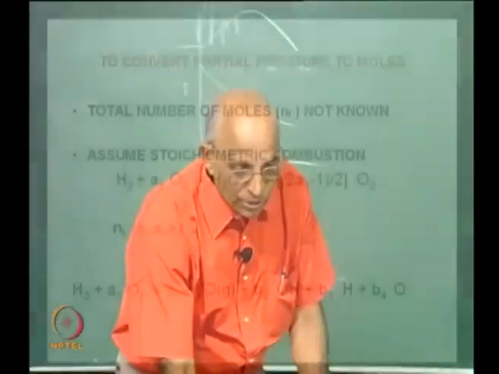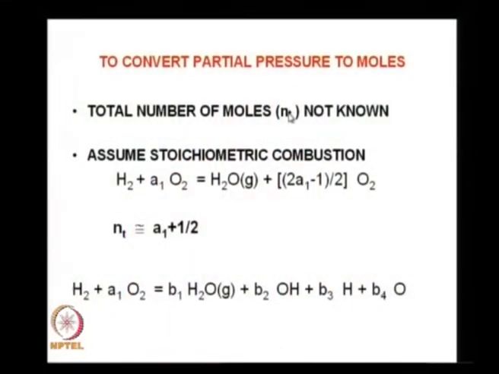Therefore, to convert you need to know the total number of moles, but we do not know the value of B1, B2, B3 and B4. But how do I get it? Well, let us assume a stoichiometric combustion. Stoichiometric combustion means the products of combustion formed are complete, that means I have H2O gas. If I have H2 plus A1 oxygen giving H2O gas plus the balance of oxygen, it gives me the total number of moles as A1 plus half. Then I convert this into partial pressures of the products.